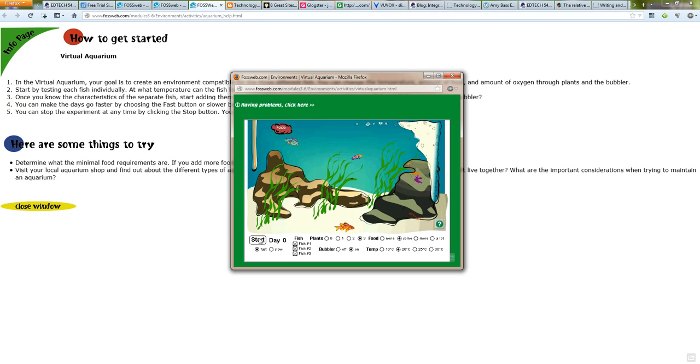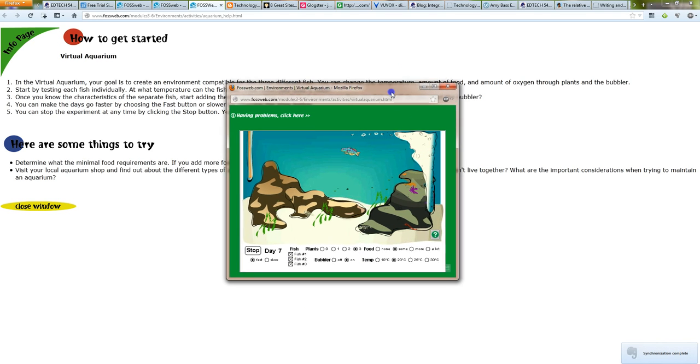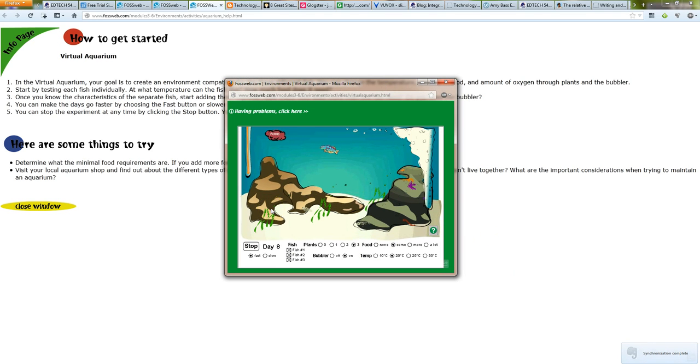Okay, so I'm not really seeing what the deal is with this as far as its educational value. My fish are getting eaten, I don't really know why, and they're leaving skeletons in the bottom of my fish tank. So I might have to revisit this one.